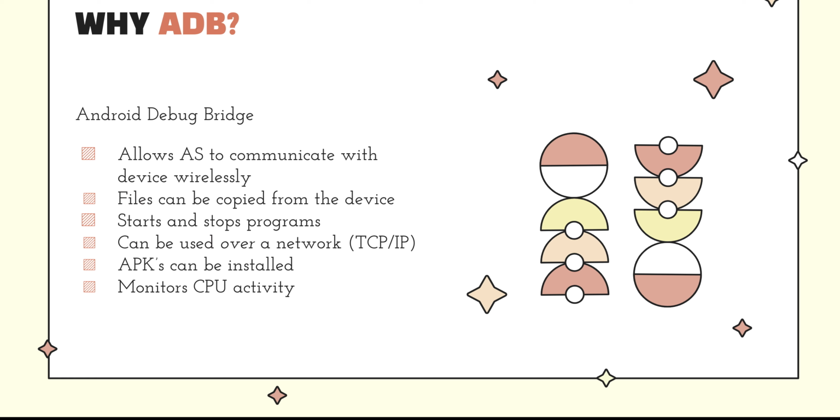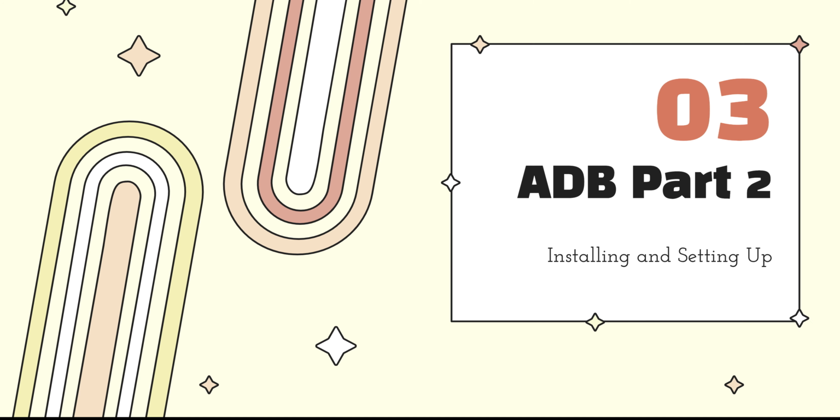So basically a deeper look into what it does, it allows Android Studio to communicate with the device wirelessly. The files can be copied from the device. You can start and stop programs, and they can be used over a network, which we'll go over. The APKs can be installed, and it monitors your CPU activity.